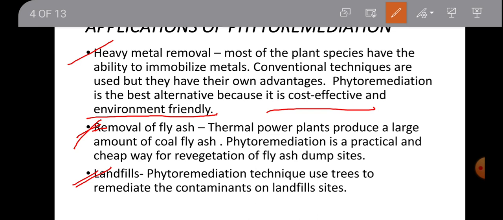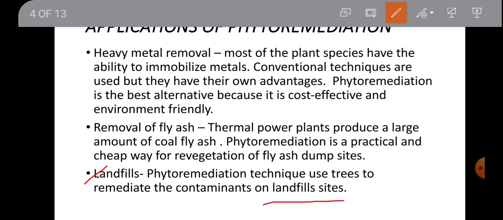Second is removal of fly ash. Thermal power plants produce a large amount of coal fly ash. Phytoremediation is a practical and cheap way for revegetation of fly ash dump sites. Landfills. Phytoremediation technique uses trees to remediate the contaminants on landfill sites.